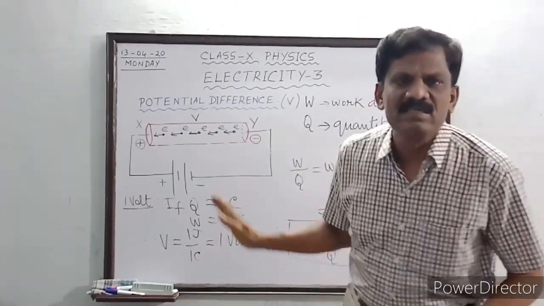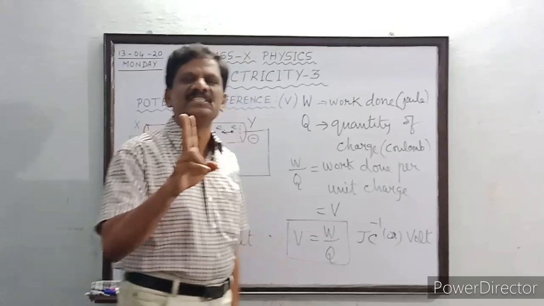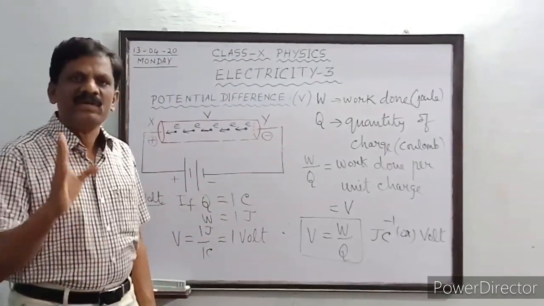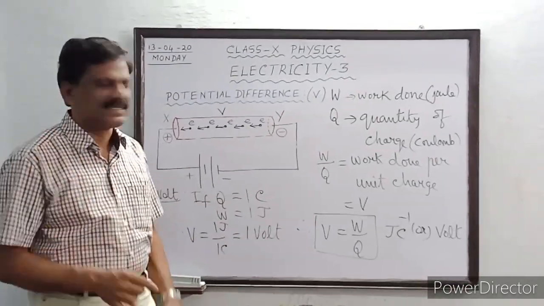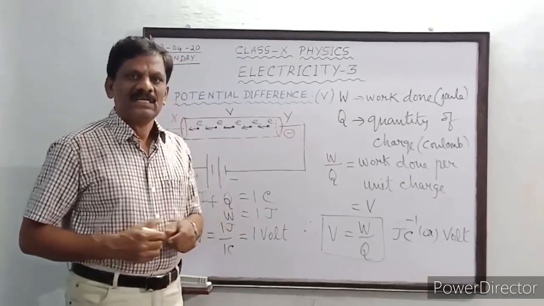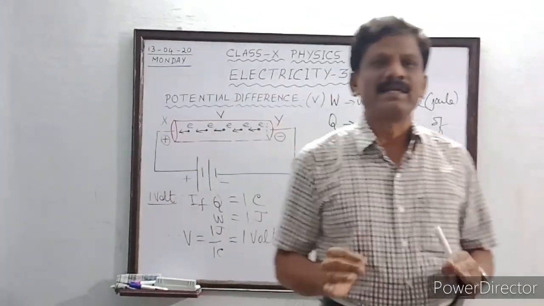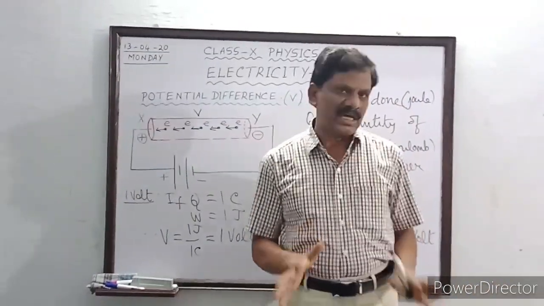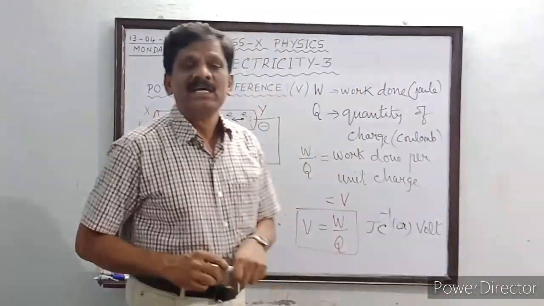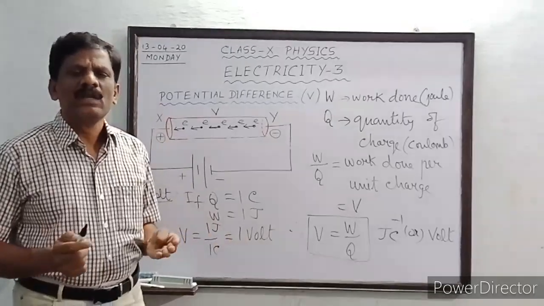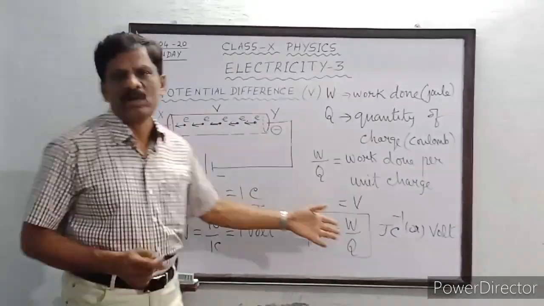So let us summarize this small topic, students. 2 definitions we have learned. How will you define potential difference across a conductor? Potential difference across a conductor is defined as the work done per unit charge. What is its unit? Its unit is joule per coulomb or volt.